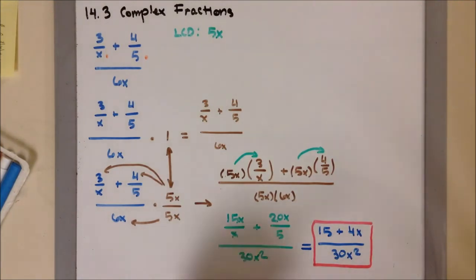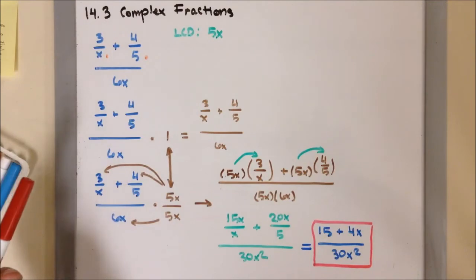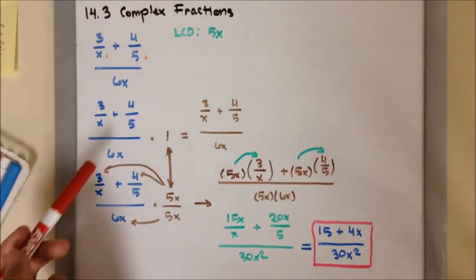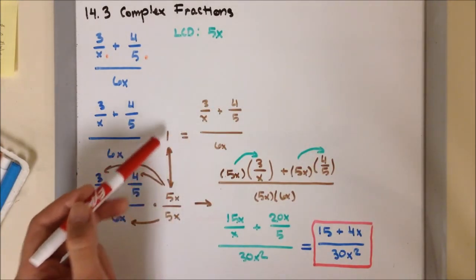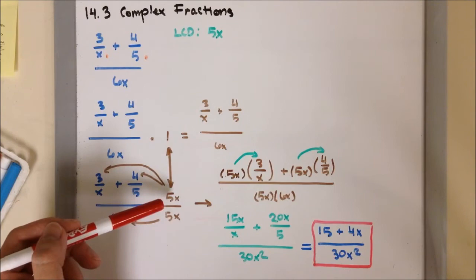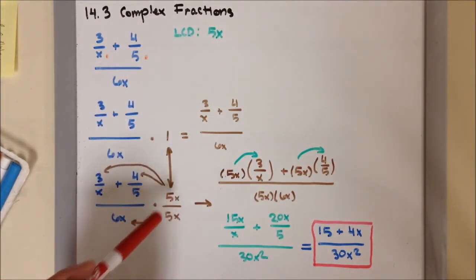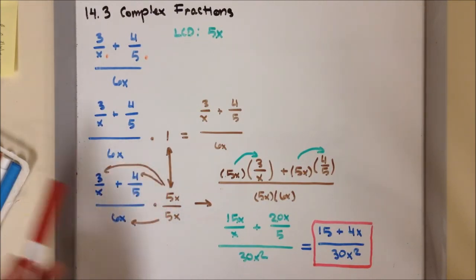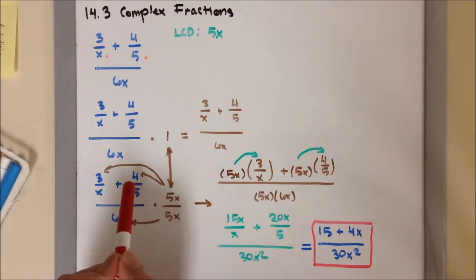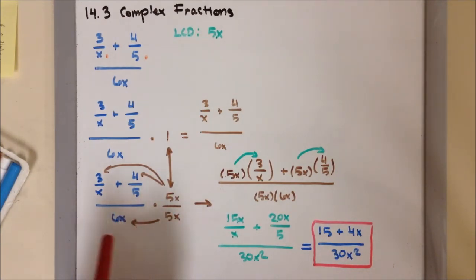So to review, with a complex fraction, identify the LCD. And again, with the 1 concept, when you multiply a complex fraction by 1, it will come out the same. So what we did with the 1 concept is we converted it into a fraction where the numerator and the denominator are the same, and we're using the LCD. So 5x over 5x. When we multiply 5x over 5x to the complex fraction, I distribute the 5x to both of the fractions in the numerator, and then distribute to the denominator of the whole fraction.